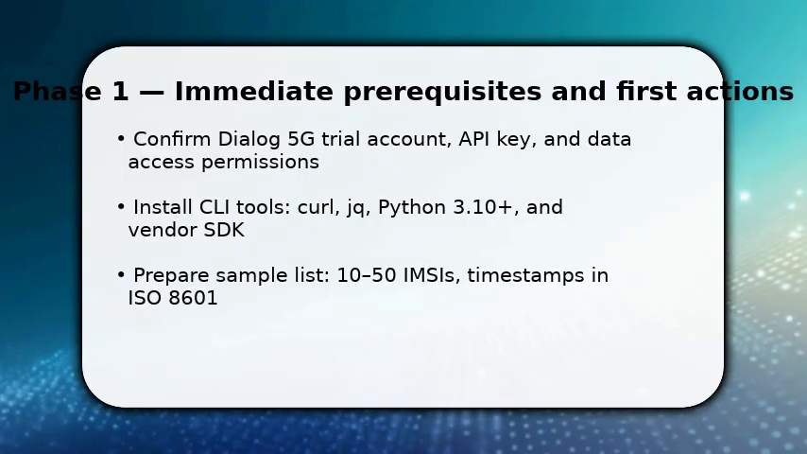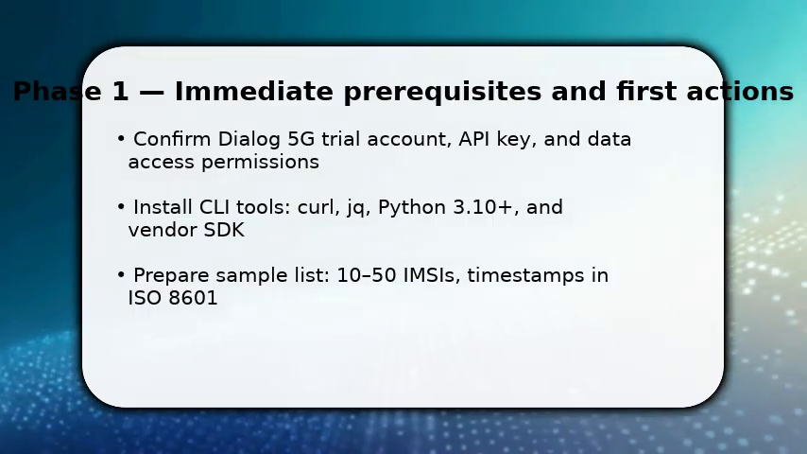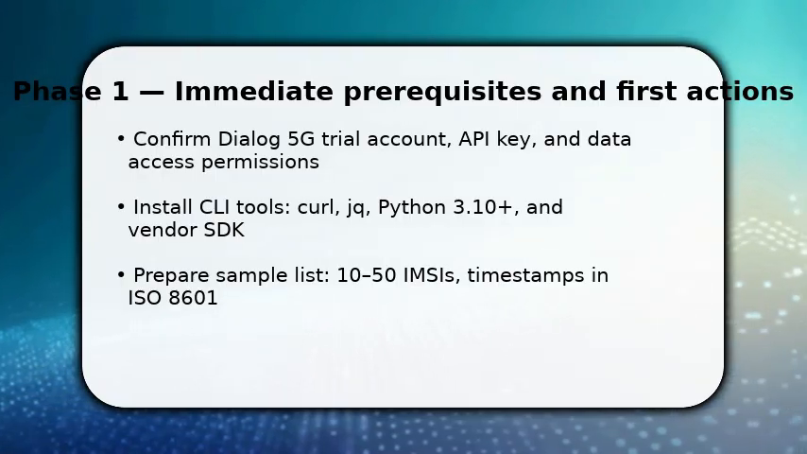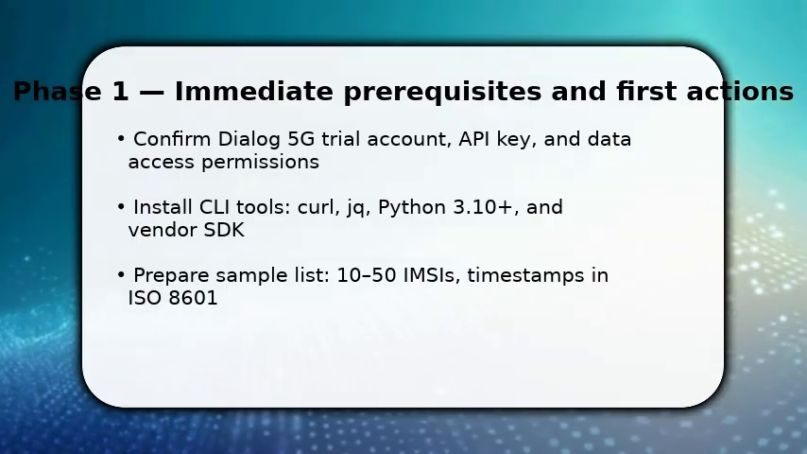You begin by verifying permissions and getting the API key. This lets you pull trial data securely. Once done, install the CLI and SDK because scripted requests avoid UI limits. Use Python 3.10+ for compatibility.